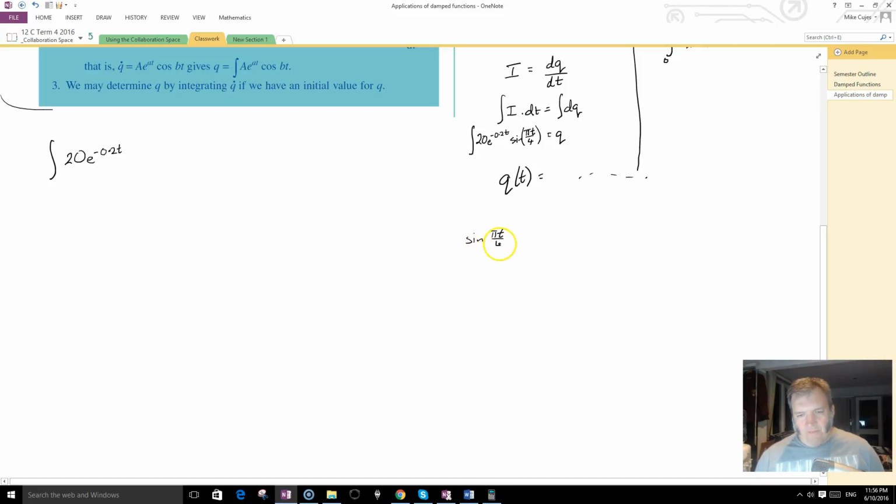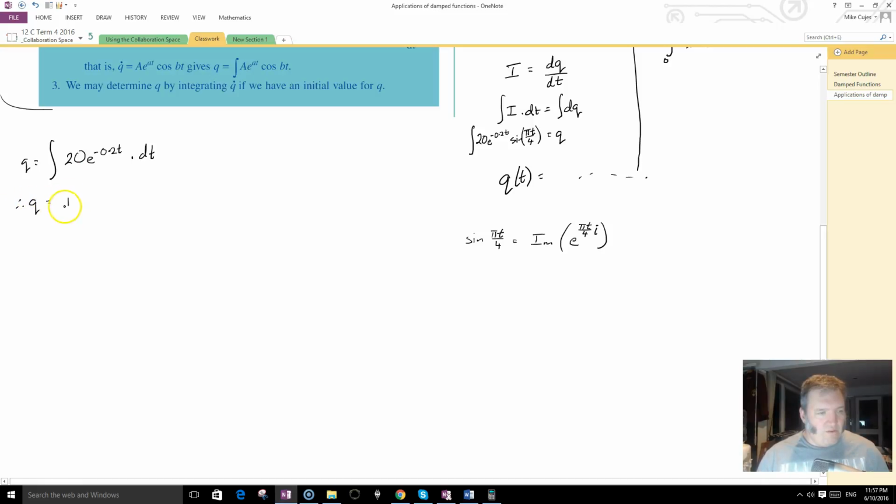We will remember sine pi t over 4 is the imaginary part, if I'm using Euler's form, of e to the pi t over 4 i. E to the i theta. I put the theta in front of the i. It doesn't really matter, does it? It's the imaginary part of that. So when I'm doing this integral, I know that q equals this.